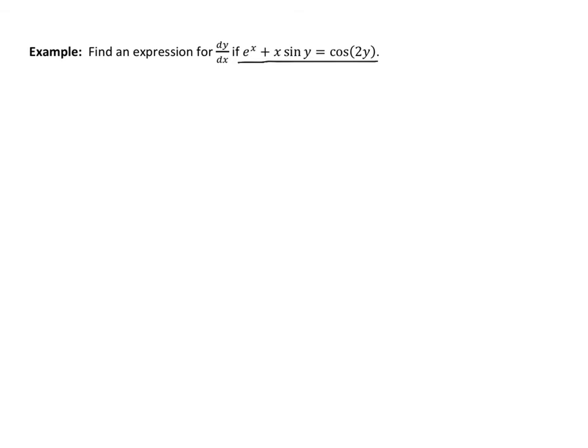All right, so we're going to use implicit differentiation. I'm going to do the derivative of both sides. First, the derivative of the left side. That e to the x, it's in terms of x, so I don't need to worry about a chain rule. The derivative of e to the x is just e to the x. Plus, now this next thing is a product rule. There's an x and a sine y. The derivative of the x is just a 1, and I leave the sine y alone.